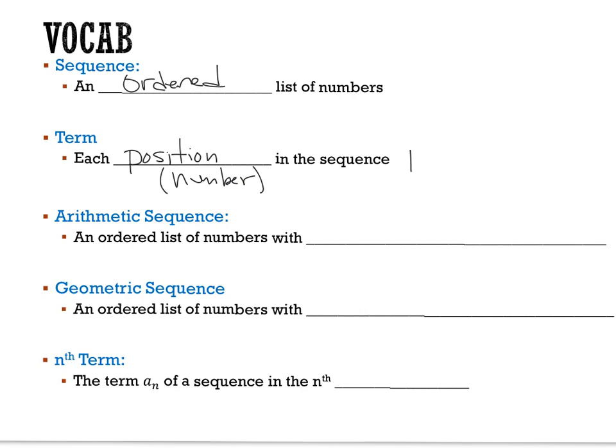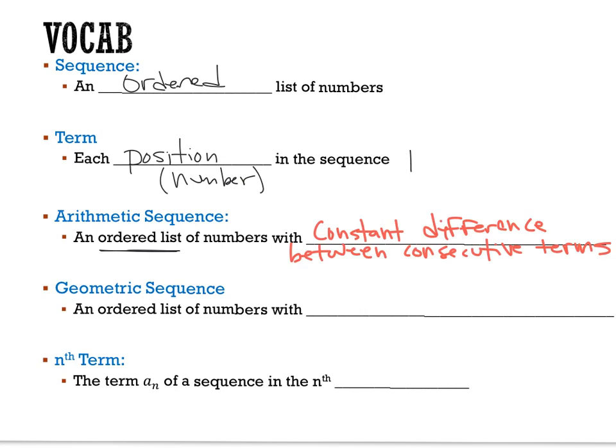Now an arithmetic sequence is an ordered list of numbers, just like our definition of sequence, but it has what we call a constant difference between consecutive terms. I'm really big on the root of some of the words that we look at. When we look at a word like difference, technically that would mean subtraction, but it can also mean addition, because we know that those two things are the same.